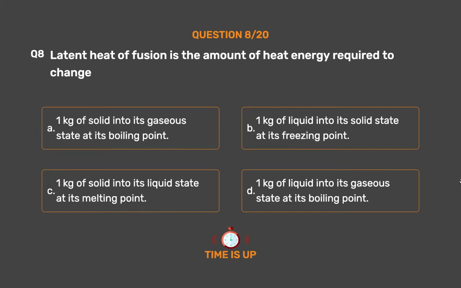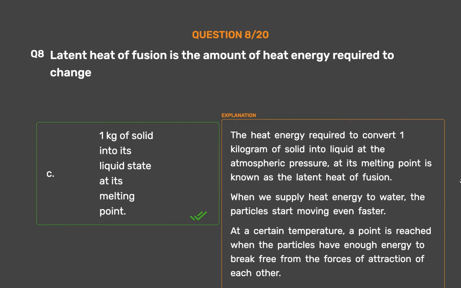The correct answer is option C. 1 kilogram of solid into its liquid state at its melting point. The heat energy required to convert 1 kilogram of solid into liquid at atmospheric pressure at its melting point is known as the latent heat of fusion.